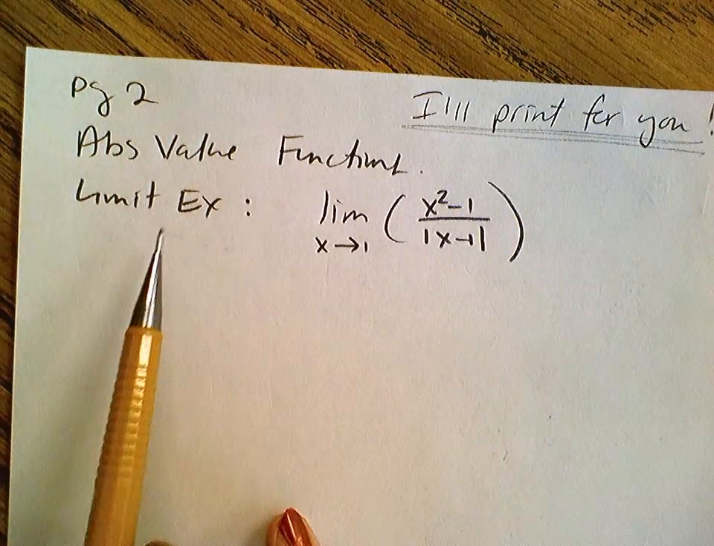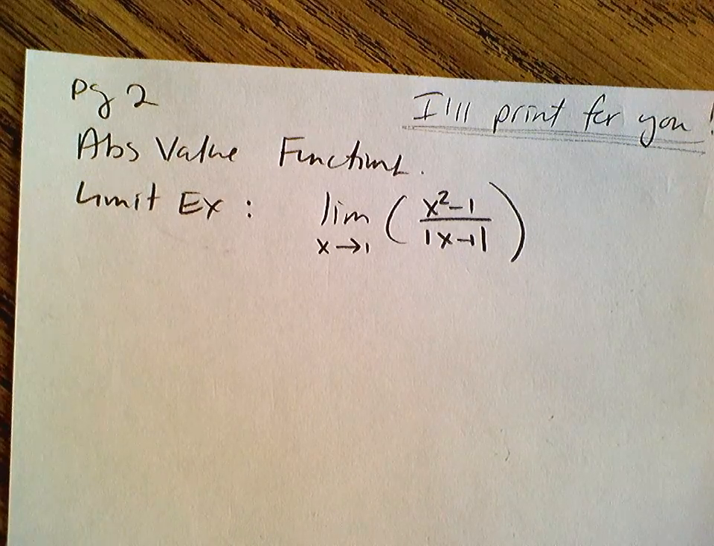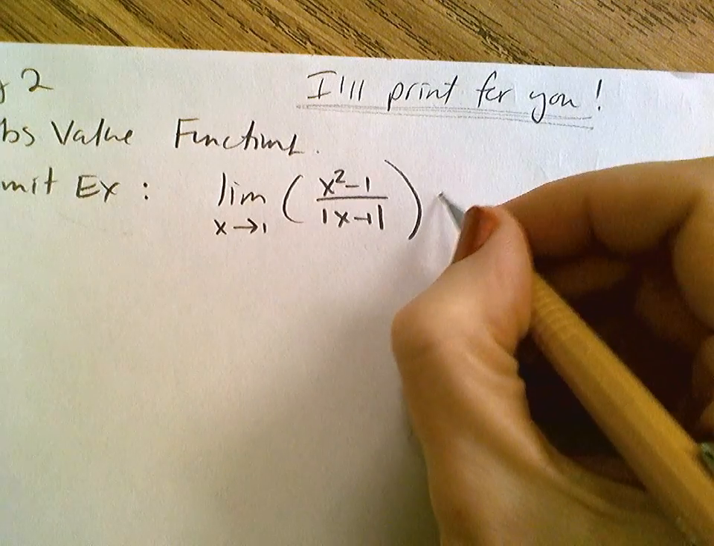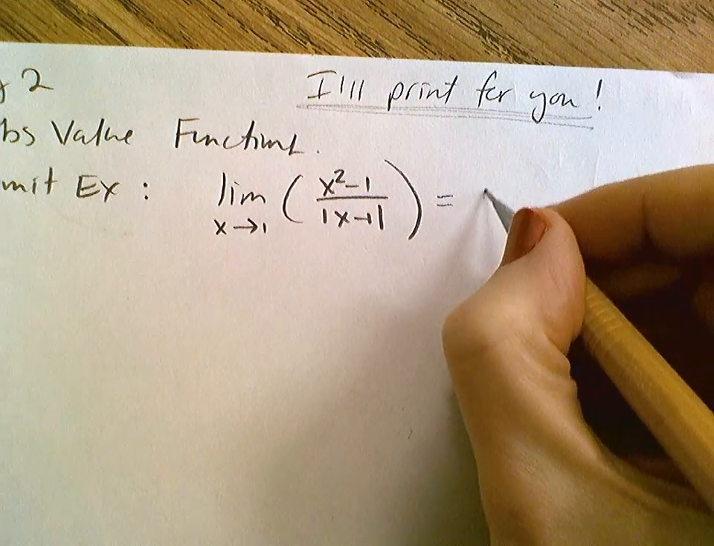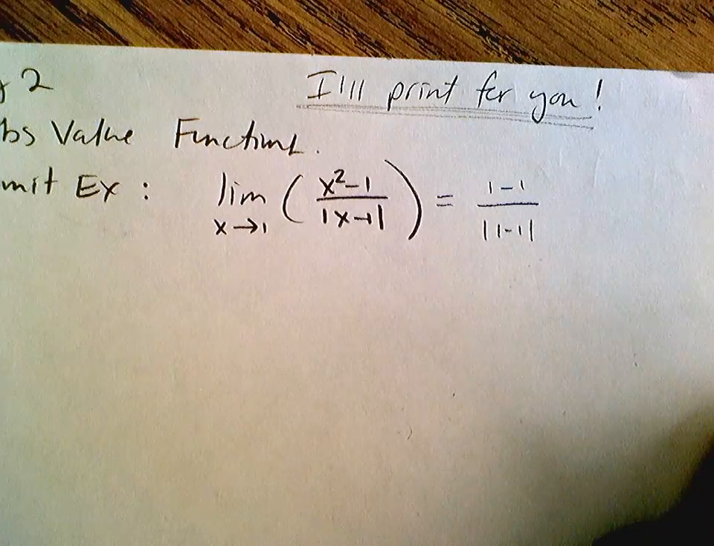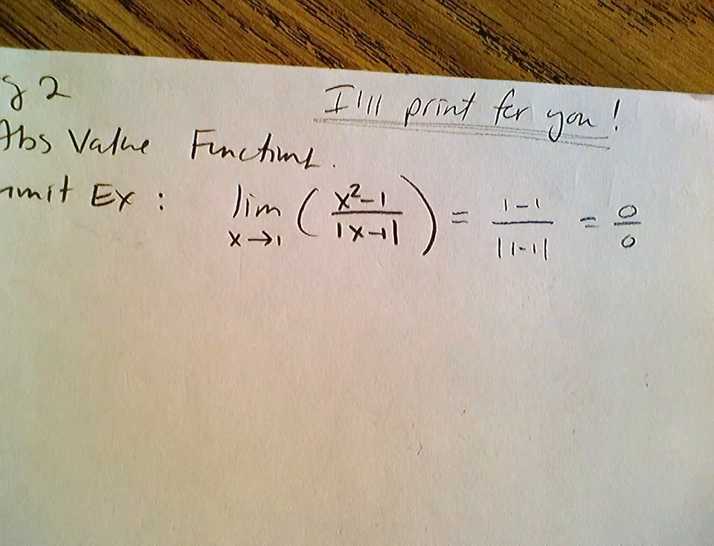So absolute value functions, and the first example is taking a limit that involves an absolute value function. When you're taking a limit, the first thing you try is direct substitution. So I substitute in 1, and I get 1 minus 1 over the absolute value of 1 minus 1. I get 0 over 0.